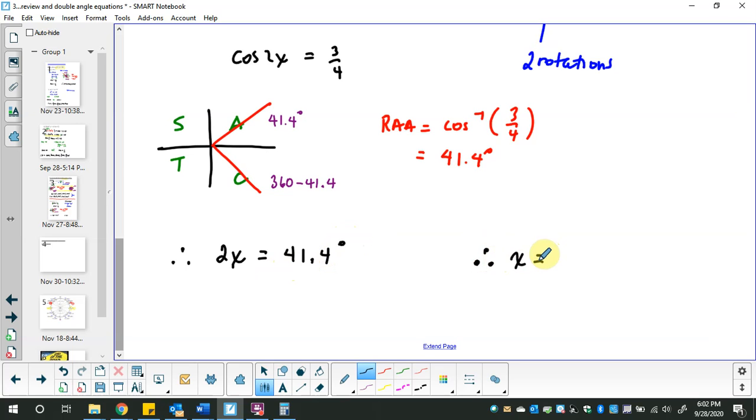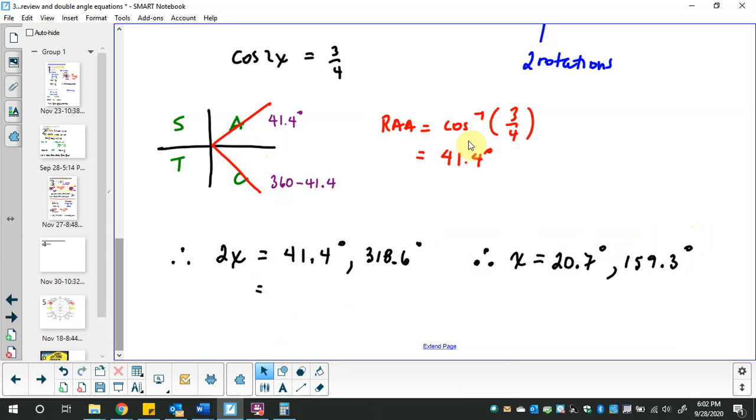While I've got 41.4 in my head, I'm going to divide it by 2 because of the big 2 out front, and we get 20.7 degrees. I'm going to figure this one out. 360 minus 41.4 is 318.6. And while that's on my calculator, I'm going to divide it by 2. So that's 159.3 degrees.